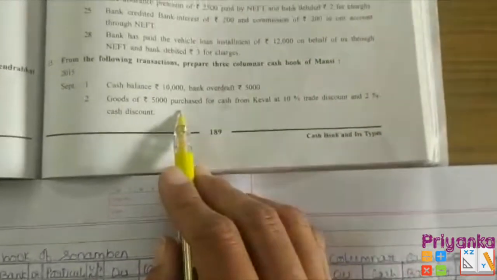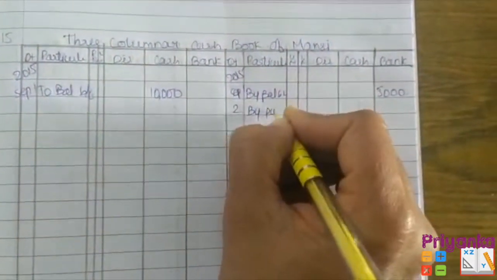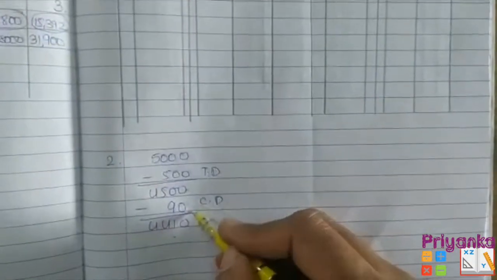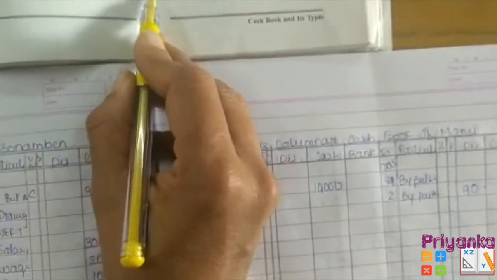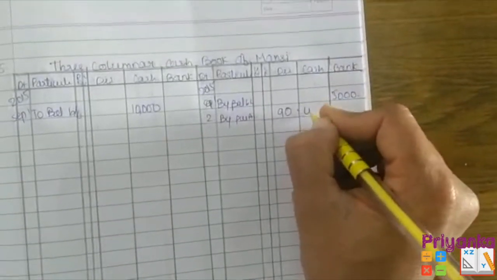As this is the transaction of purchase, it will come on the credit side and we write down purchase account, and in the discount column we will show only the cash discount, that is 90, and 4,410 has been paid in cash. So in the cash column we'll write 4,410.